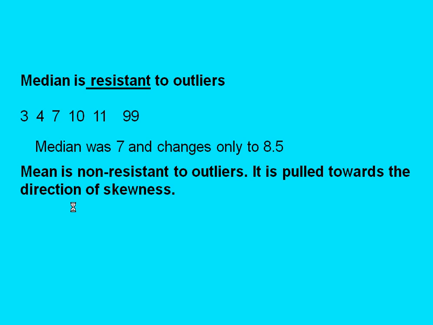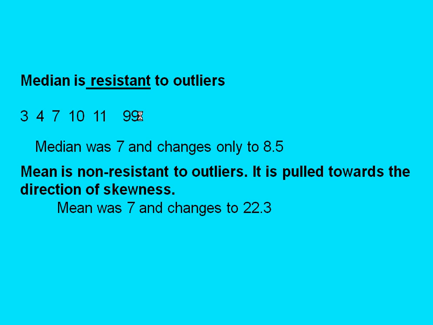But the mean, on the other hand, is non-resistant. It is very sensitive to those outliers. It's pulled towards the skewness. The mean in this case went from 7 to 22.3 by adding that one outlier in. And here's an example. This is why the mean is somewhat overused in our society. The median is actually underused.